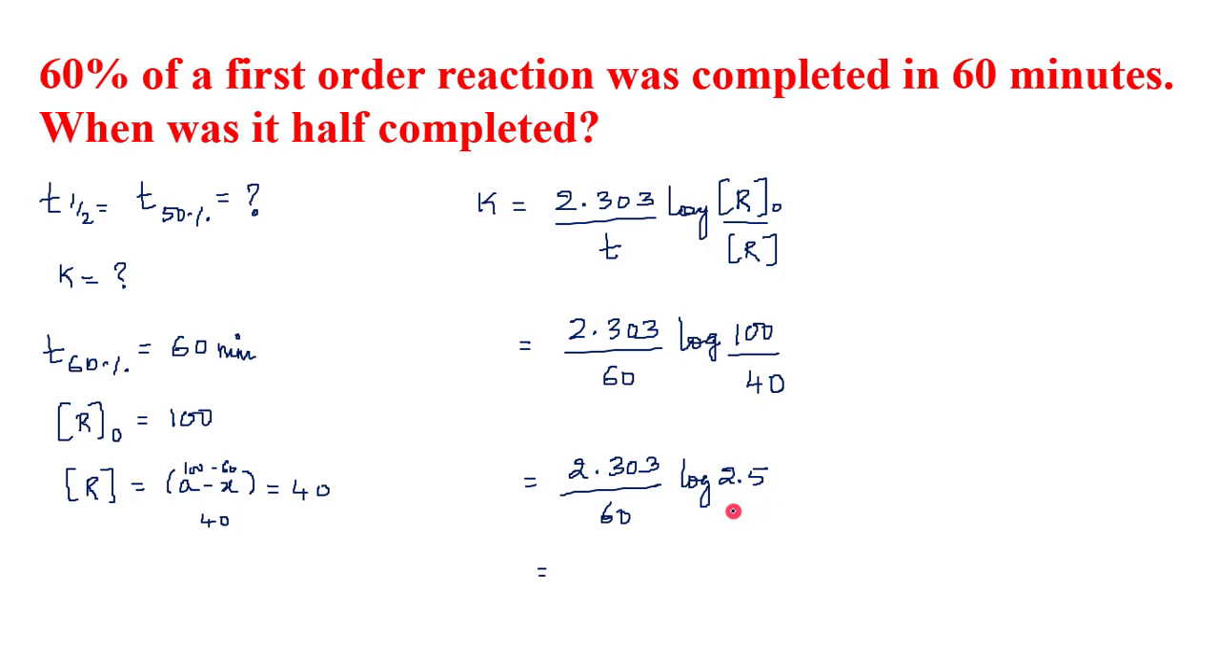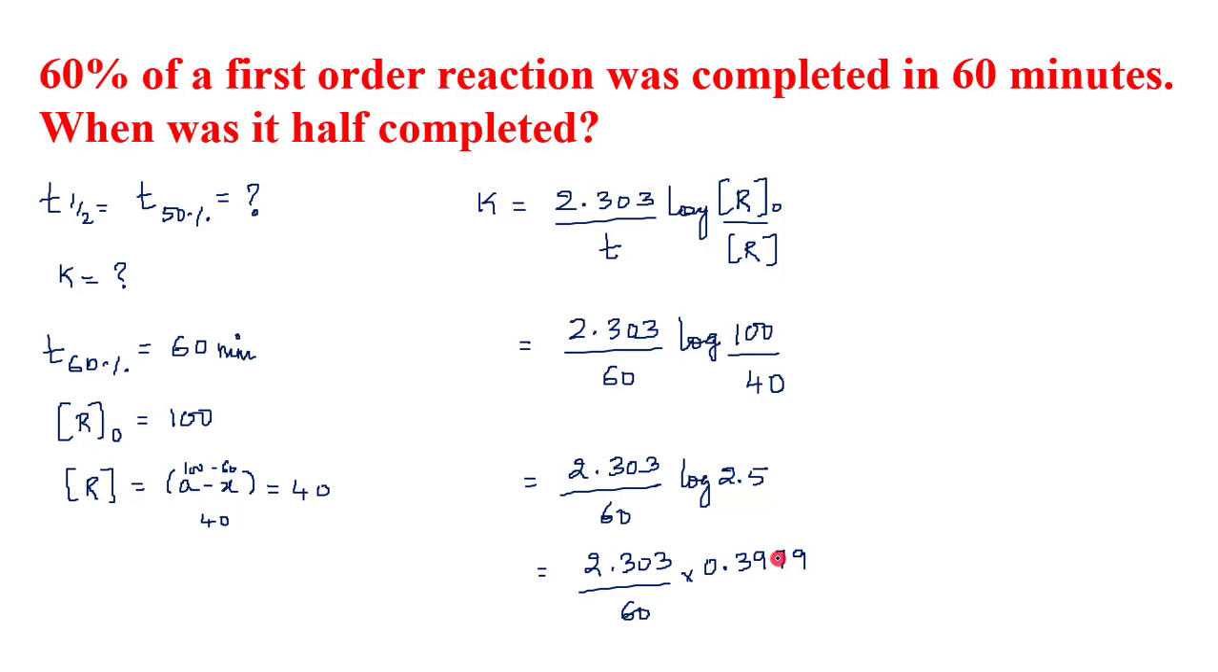You have to refer the log table. So single digit is there, so characteristic will be 0, and for the mantissa you have to use the log table to check. So 25 under 0 आप log table में देखेंगे, जो कि आपको वैल्यू आएगा 0.3979, right? So 2.303 divided by 60 multiplied by 0.3979.